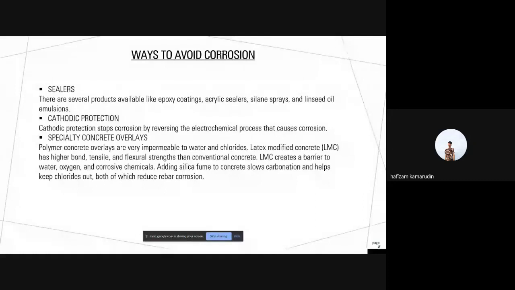Lastly, specialty concrete overlays. An overlay system involves a polymer modified cement-based product that can be installed in a thin application. Overlays are more durable than conventional concrete and offer superior strength.